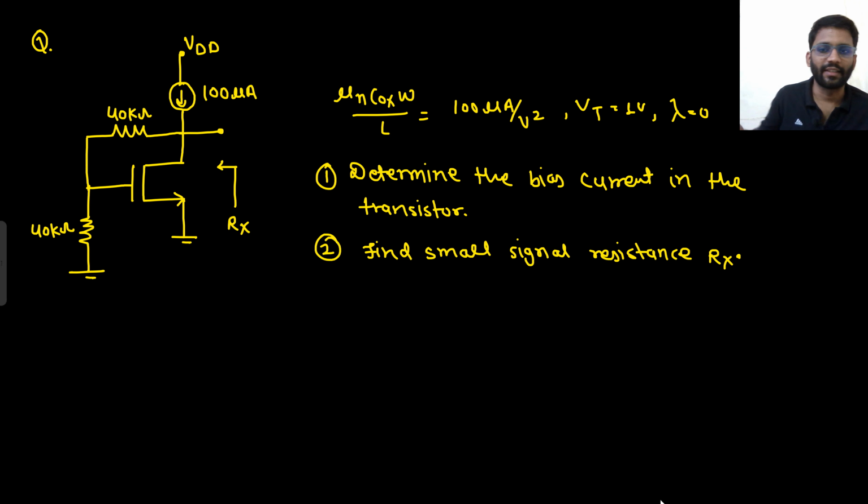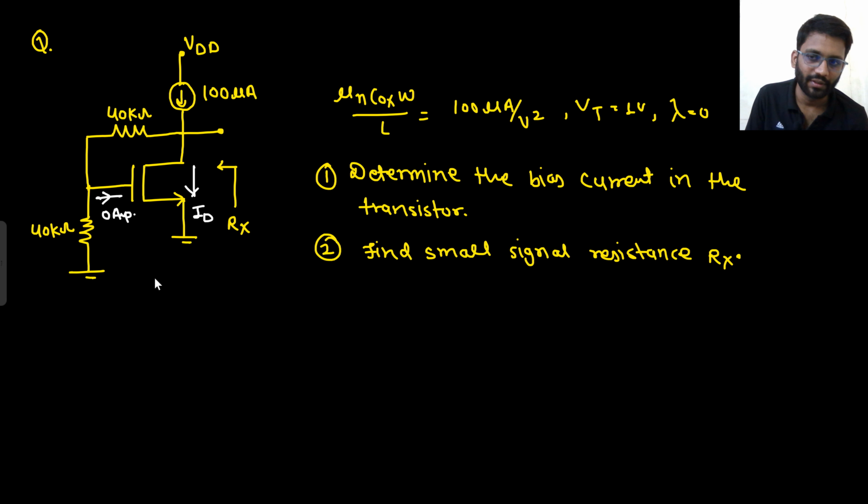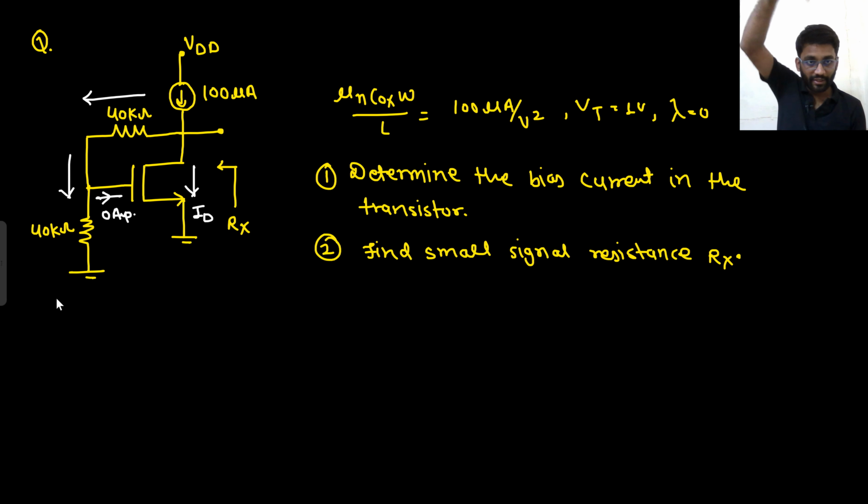You need to determine the bias current in the transistor. Let's call this current ID. So what is that current? 100 microampere? No, that is not 100 microampere. It is sure that this current is 0 ampere. But it can drive some current here as well, no? So that 100 microampere current which is coming will be divided into two parts: the current going through the 40 kilo ohm and this current ID. Understood?